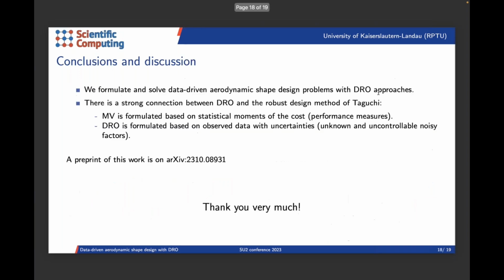Now the conclusion of this work: we formulate and solve data-driven aerodynamic shape design problems using these new DRO approaches. But we would like to point out that there is a strong connection between the new DRO formulation and the robust design method of Taguchi that we have used for a long time. The Taguchi method is formulated based on the statistical moments of the cost, the mean and the variance. On the other hand, DRO is formulated based on the observed data with uncertainties.